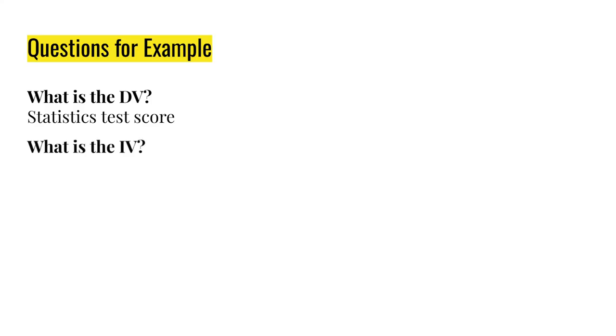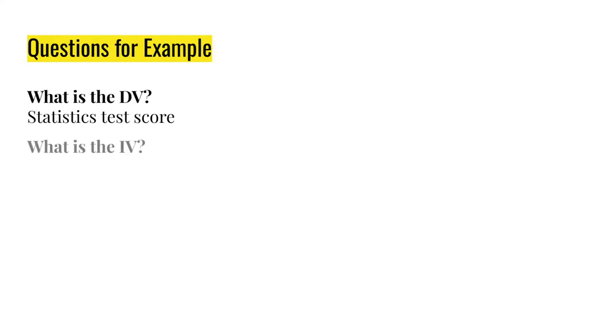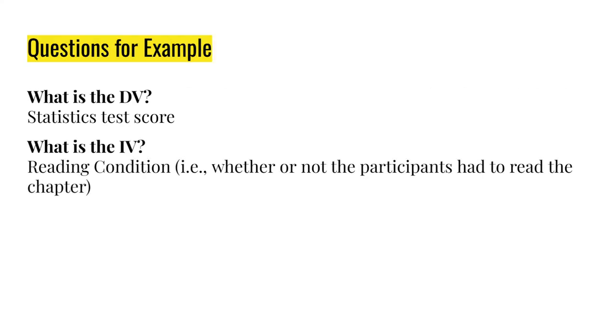Then what is our IV? Okay, so we have to remember first when you read this question that IV means independent variable. So let's go back. What is our independent variable in this example? Go ahead and pause me like I'm Dora the Explorer. Say it out loud and then go ahead and push play again. If you said whether you're in the reading condition or not reading condition is our independent variable, you are correct. So our IV for this one is our reading condition, whether or not the participants had to read the chapter.